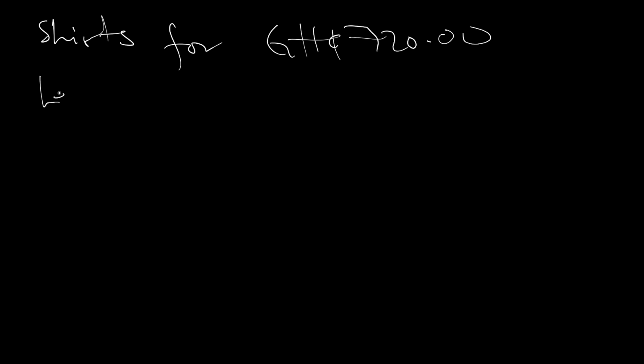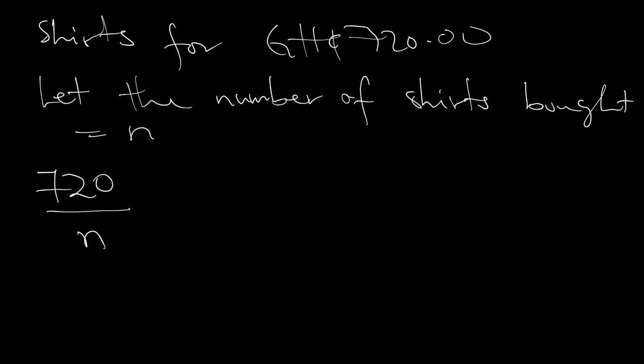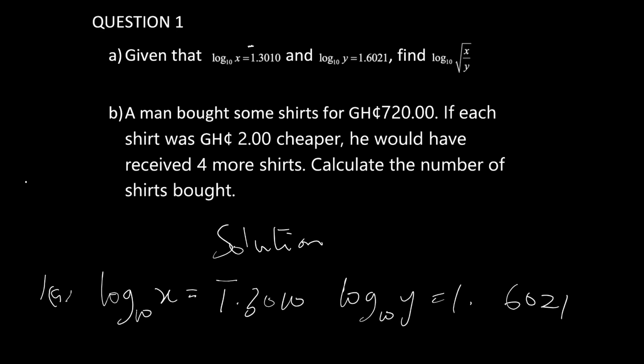Now we don't know the number of shirts he bought. So let's say the number of shirts bought be N. So the amount he paid for one shirt will be 720 over N. Now they are saying that if each shirt was 2 cedi cheaper, he would have received 4 more shirts.